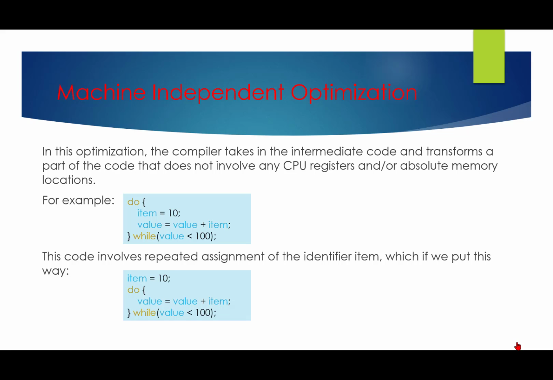This code involves a repeated assignment of the identifier item, which if we put this way: item equal 10, do function. The statement of the do function is value equal value plus item, while the condition of while is value less than 10.